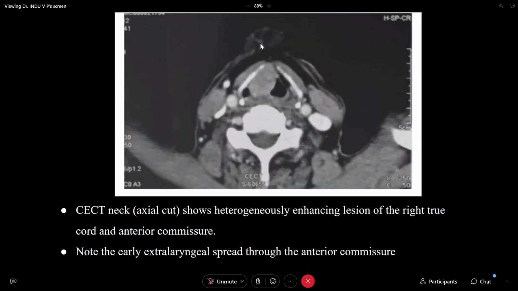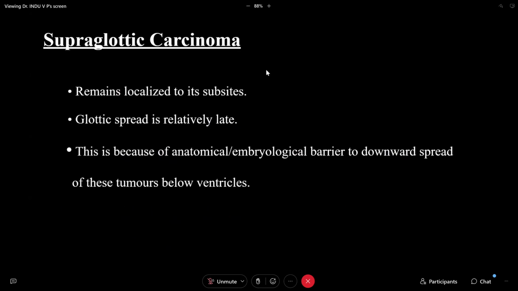So this is the axial CT scan, contrast enhanced CT, which is showing a heterogeneous enhancing lesion on the right side of the glottis. We can see the involvement of anterior commissure and early extralaryngeal spread at the anterior commissure.